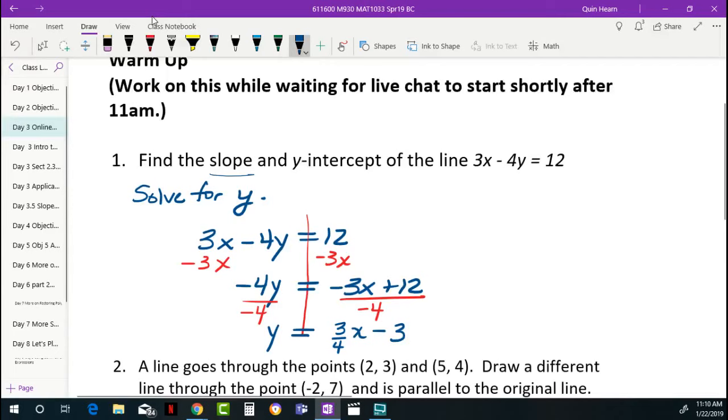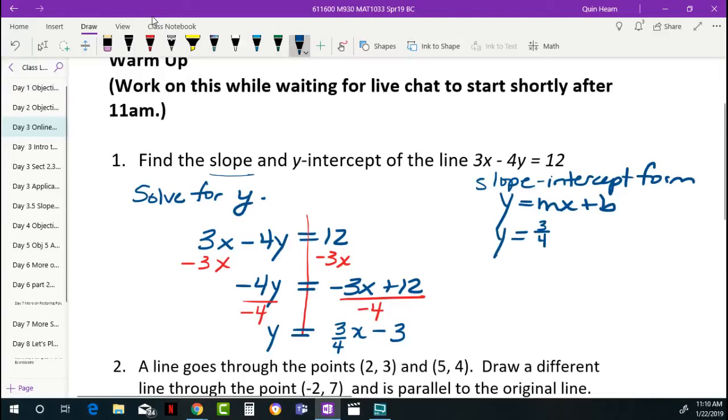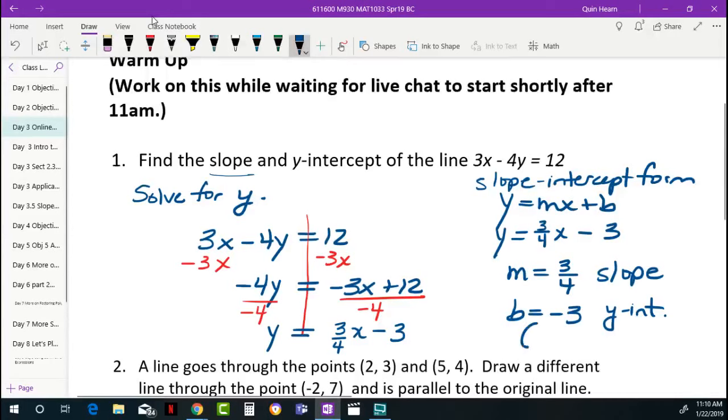All right, so now we have something that matches up with slope-intercept form, which is y equals mx plus b, most people's favorite form. And so I'm just going to write our equation right underneath here so you can see how it matches up. M is 3/4, that's your slope. And B is negative 3, that's your y-intercept. I prefer to write the y-intercept as a pair of coordinates. The x value of a y-intercept is always 0, and the y value in this case is negative 3.